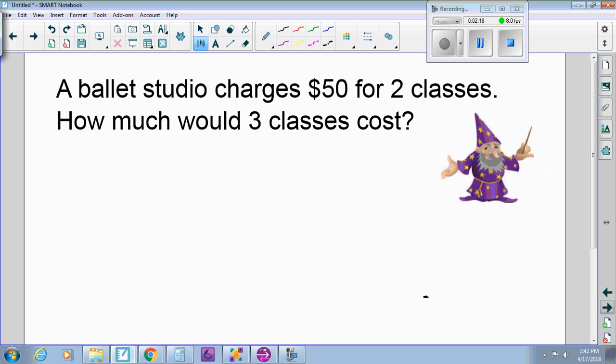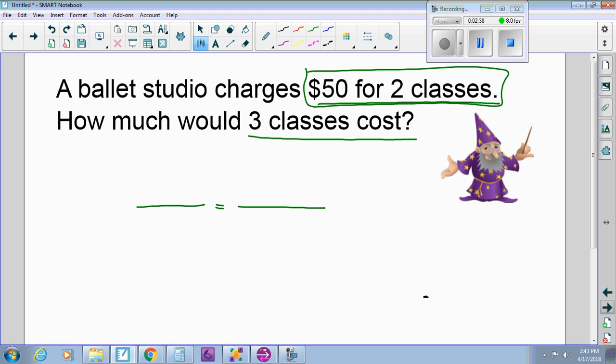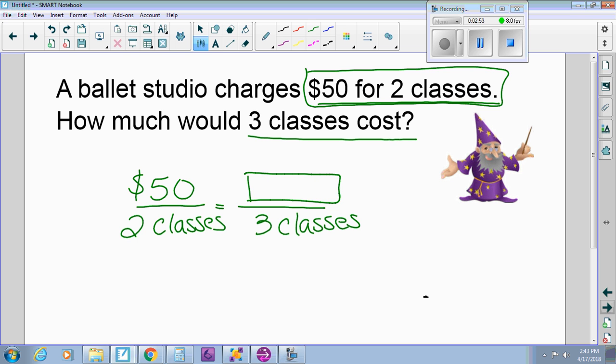All right, the next one, it says a ballet studio charges $50 for 2 classes. How much would 3 classes cost? So, a ballet studio charges $50 for 2 classes. So, again, line equals line. You're going to go back up into the problem, and right here, they gave us some of our info. So it says $50 for 2 classes, or for every 2 classes. Right, and we want to find out 3 classes. So we are missing how much money that would cost.